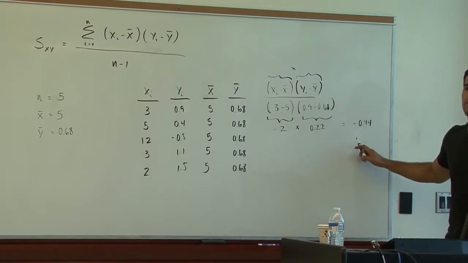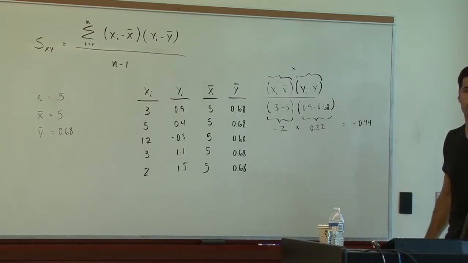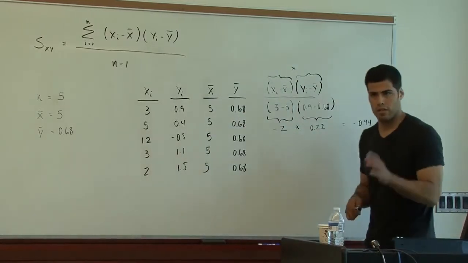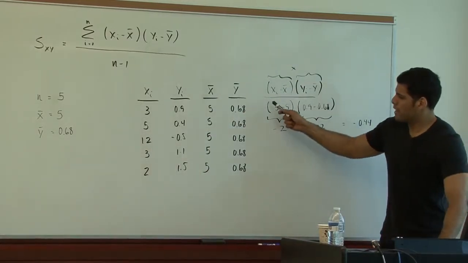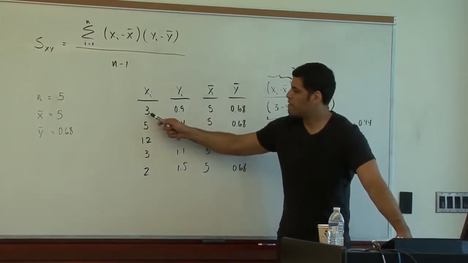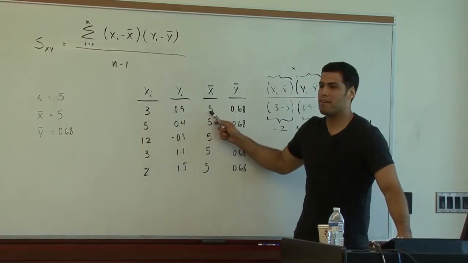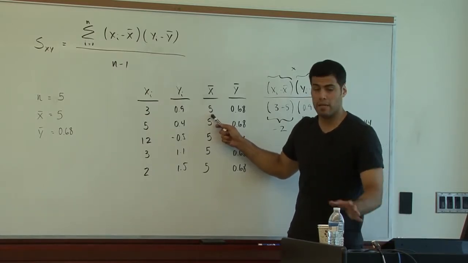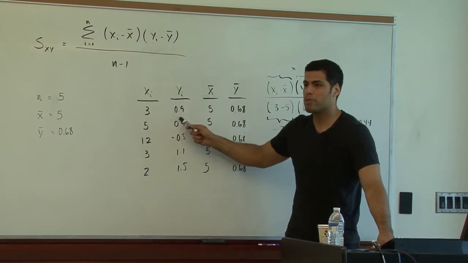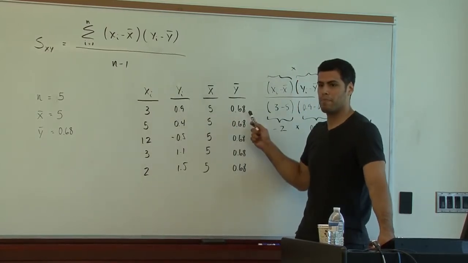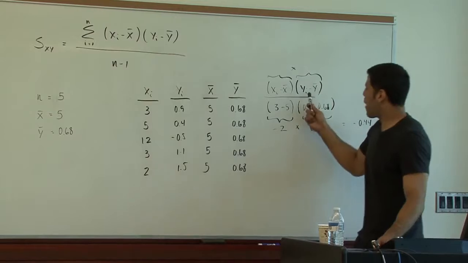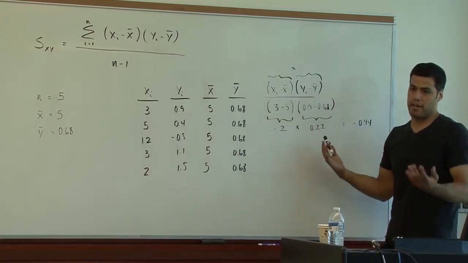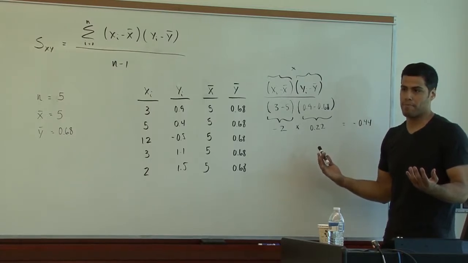Notice one thing. The number came out, what sign? Negative. Why? Because in the first observation, the value of x was below the mean. Correct? That's why it was negative. But in the same observation, the value of y was above the mean. So the y difference is positive, the x difference is negative. When you multiply the difference, you're going to get a negative product, right?